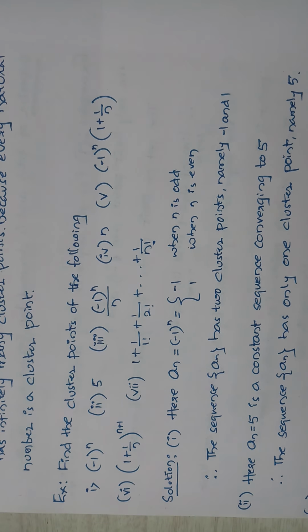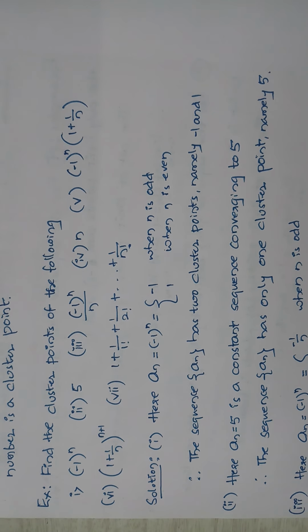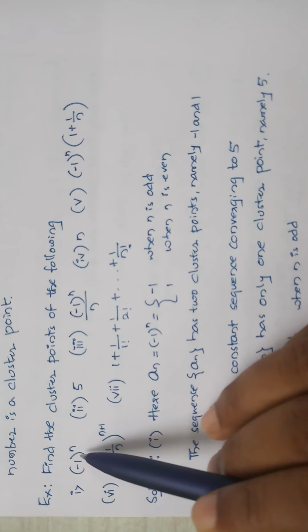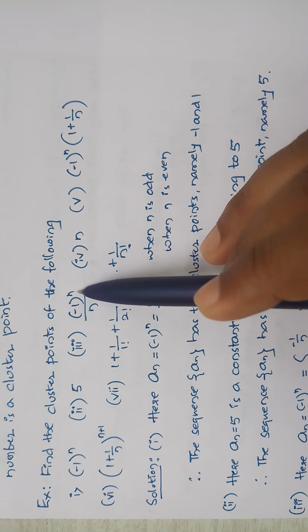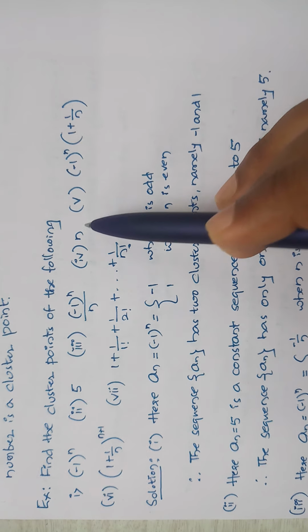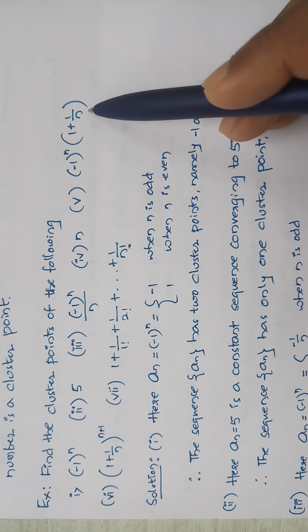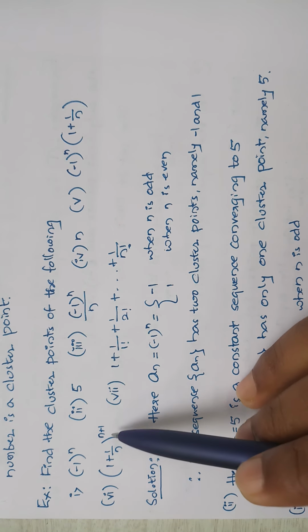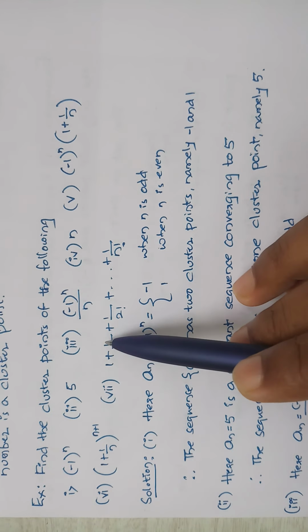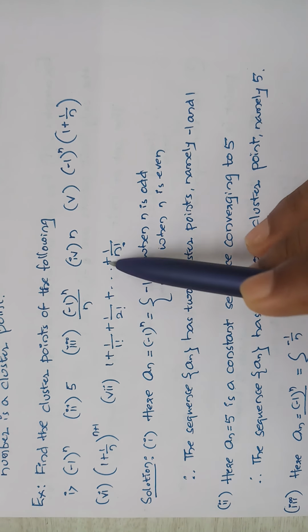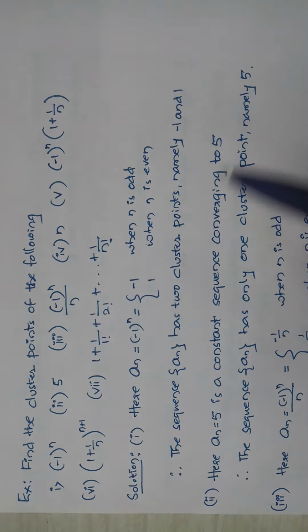So here there are some examples. Find the cluster points of the following sequences: (-1)^n, 5, (-1)^n divided by n, (-1)^n times (1 plus 1 divided by n), (1 plus 1 divided by n)^n, 1 plus 1 divided by 1 factorial plus 1 divided by 2 factorial, up to 1 divided by n factorial.